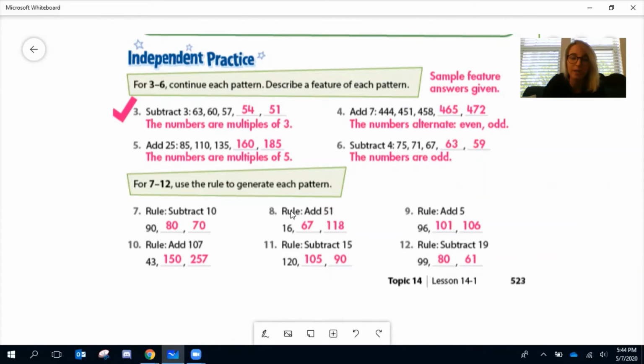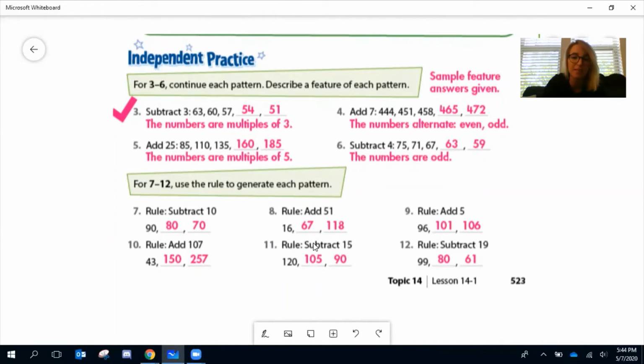Add 51. So 16 plus 51 is 67. 67 plus 51 is 118. And number 9, the rule is add 5. So we have 96 plus 5 is 101. 101 plus 5 is 106. For number 10, we have add 107. So we add 43 and 107, and we get 150. And then when we add 107 to 150, we get 257.